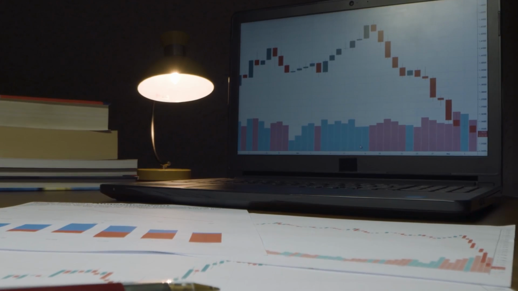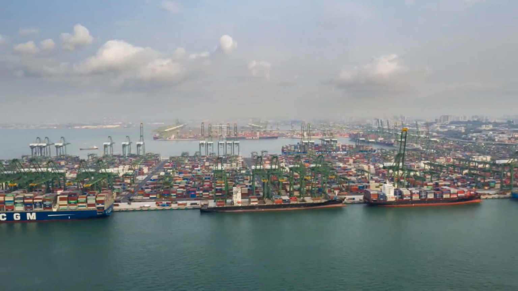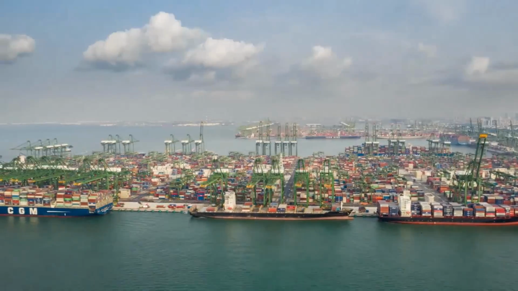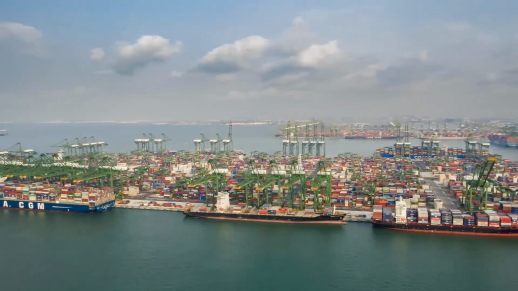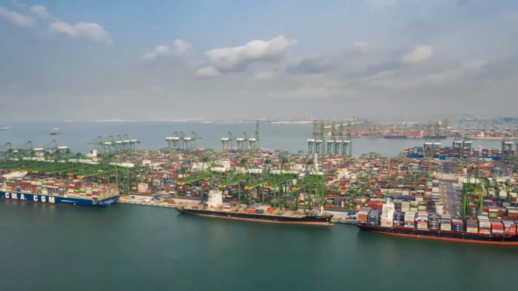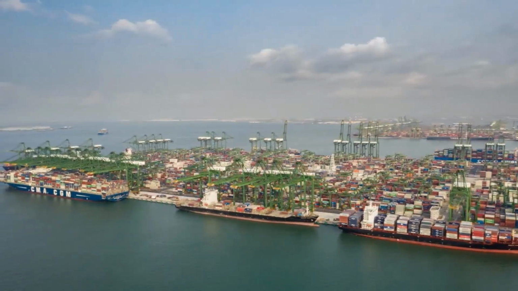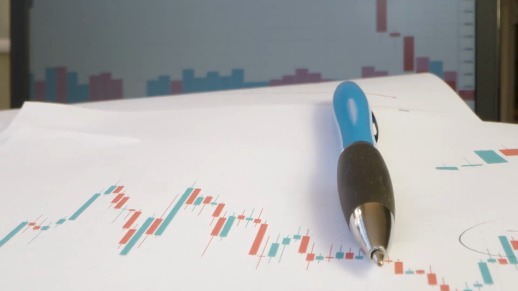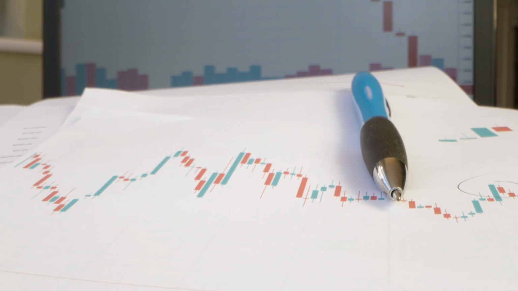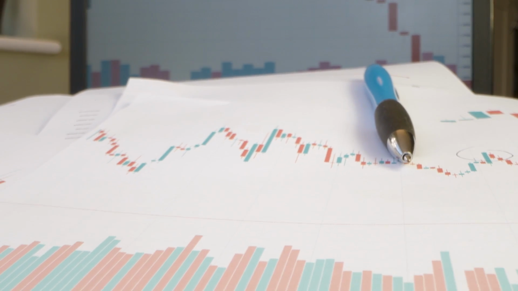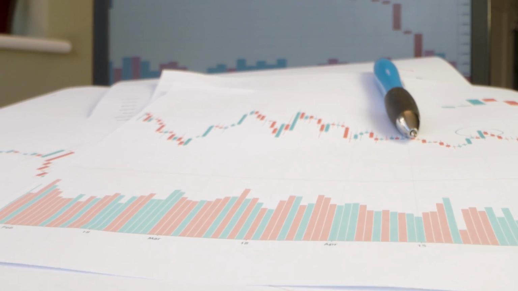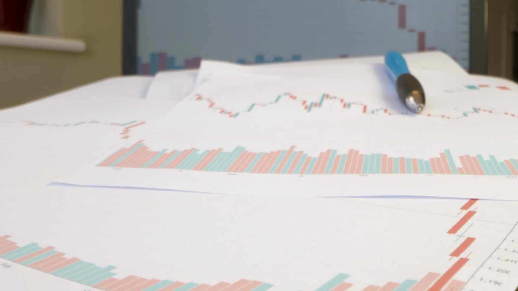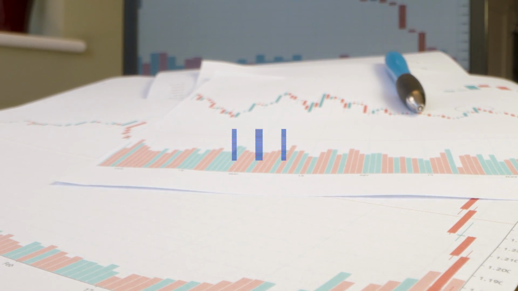3. Selling call options. A call option is a type of options contract that gives the holder the right, but not the obligation, to buy an asset at a specific price between a certain time period. If the price of the asset rises above the strike price before the expiration date, the call holder will profit from the difference.